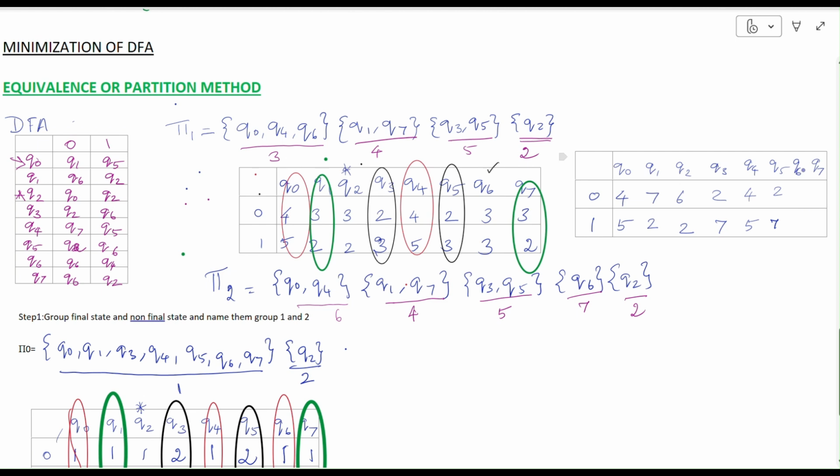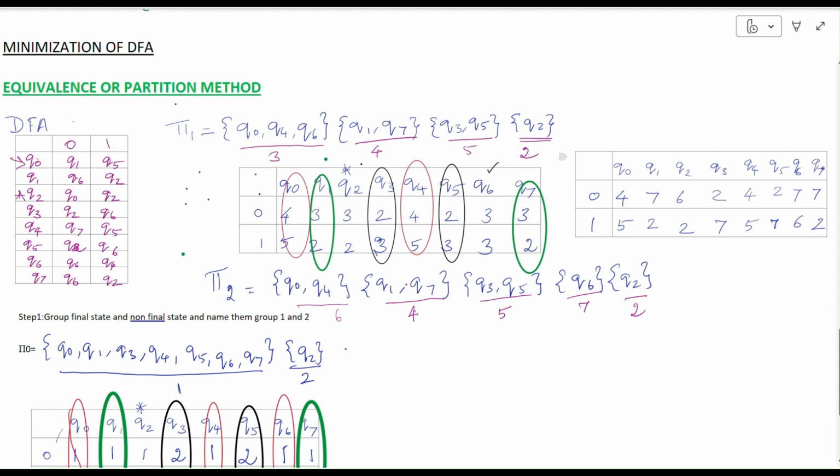Okay, and Q6 goes to Q6 and Q4. Q6 is of group 7 and Q4 is of group 6. And Q7 goes to Q6 and Q2. Q6 is 7 and Q2 is 2.